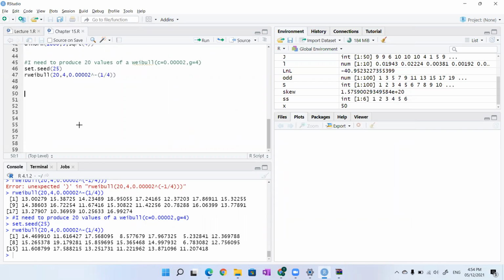Now, okay, moving on to the next part. Now we will study Pareto and Burr distribution.